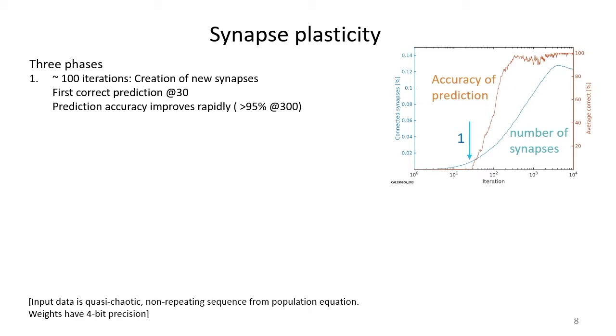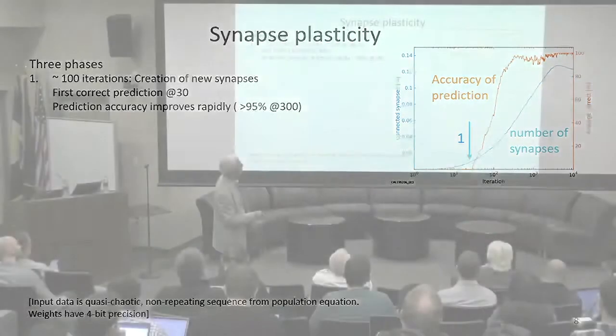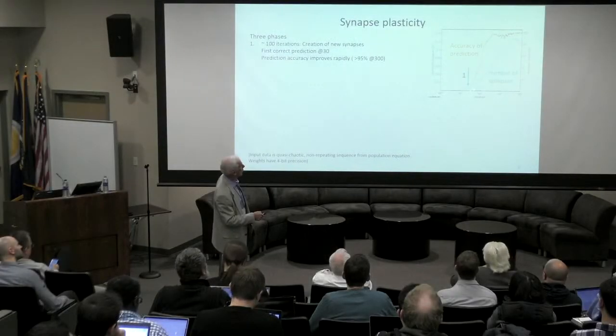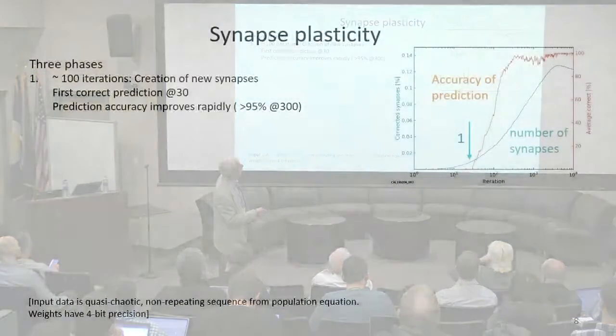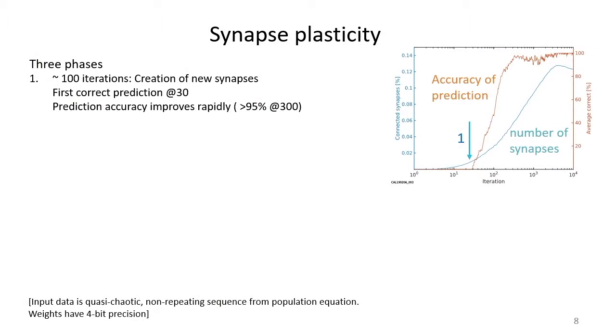So this is predicting a sequence. It doesn't matter really what the sequence is. But the first correct prediction of the sequence is made at iteration 30. And by iteration 300, it's reached 95%. So that's what I mean by rapid. There are relatively few observations of the input data.